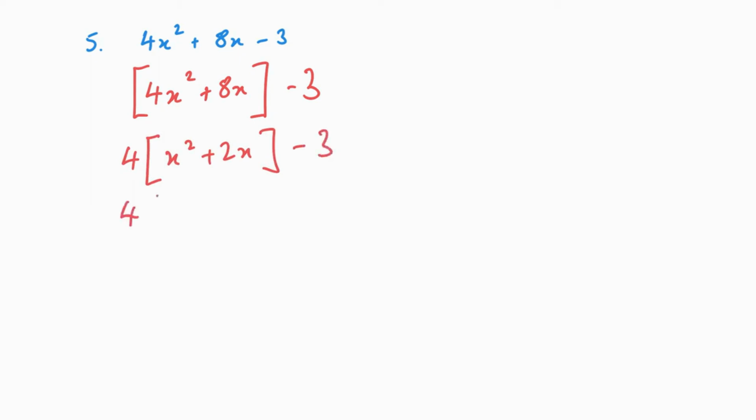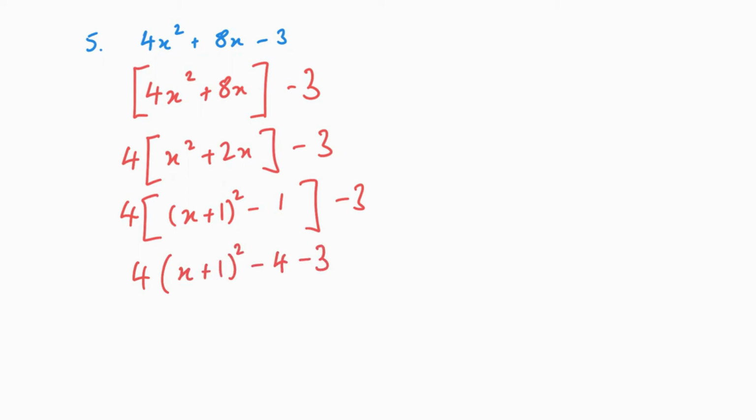Then I'm going to complete the square with this part inside my brackets. So we've got x plus 1 squared minus, and then 1 squared is 1, so I'm putting that in. And then finally, I just need to expand my brackets, so 4 times x plus 1 squared minus 4 minus 3: 4 times x plus 1 squared minus 7. And that is my factor, completing the square complete.